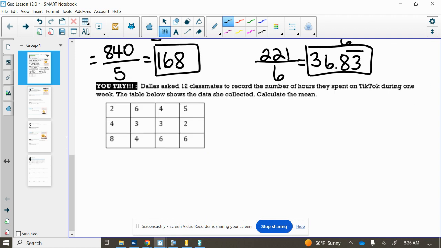All right, there is one at the bottom for you to try. You are asking 12 classmates to record the number of hours spent on TikTok. What is the mean?